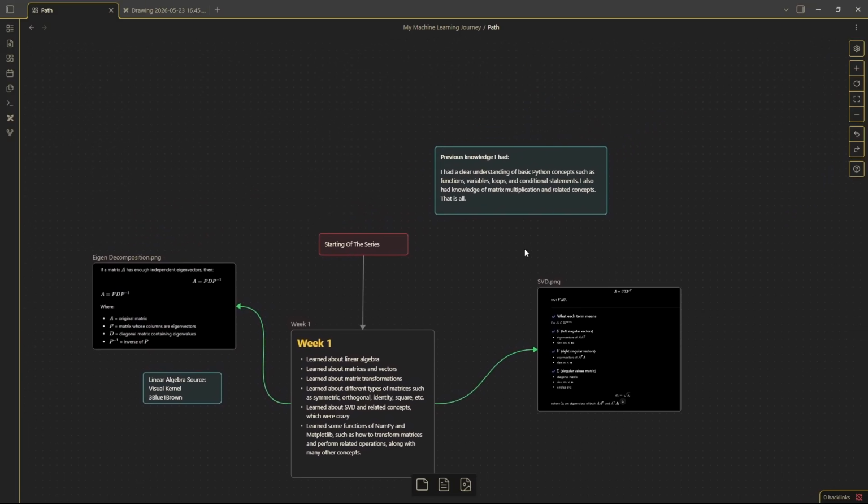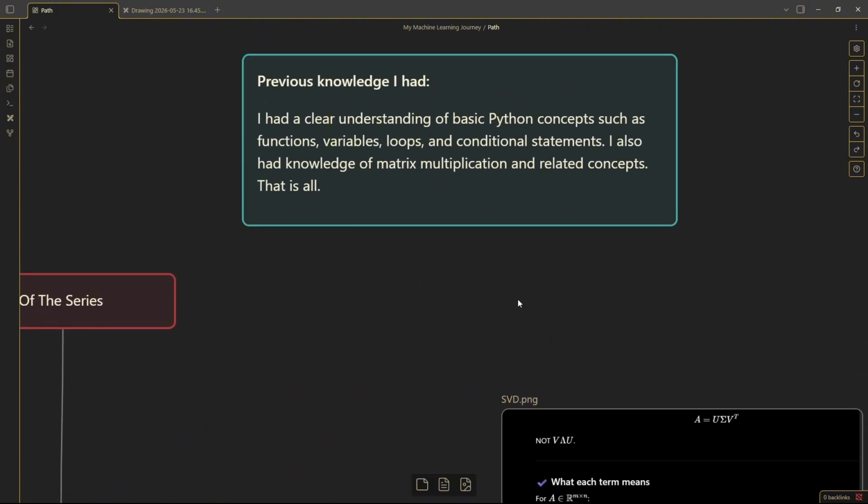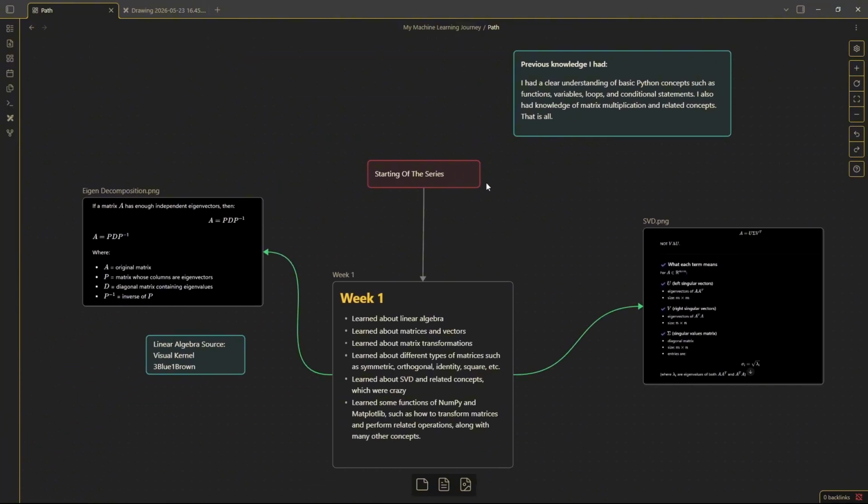Now, as I said, I'm a CS student, so I have previous knowledge about Python concepts, like how to write code in Python, what is a loop or conditional statement or functions and variables, and I also had some knowledge about matrices, like how to multiply a matrix or how to calculate eigenvalues out of a matrix. So some basic knowledge about that before starting this machine learning series.